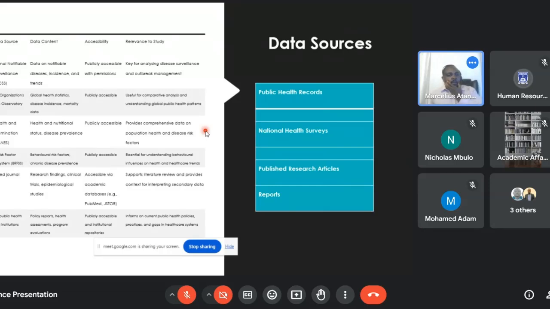Data sources. We try to highlight some of the main sources of our data. Given that we are using qualitative descriptive data, which is subjective by nature, we must be very, very careful in the source of our data. So we collected data from public health records, National Health Surveys, published articles, and other reports, like organizational reports and stuff like that.